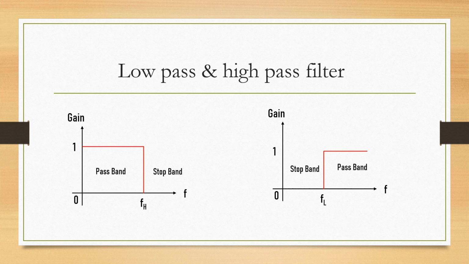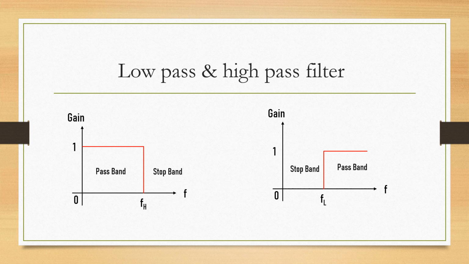All lower frequency signals are blocked and all higher frequency signals are allowed to pass. So we call it the high pass filter. So mainly two bands: one is the pass band, where frequencies are allowed to flow, and the stop band, where frequencies are attenuated or blocked.